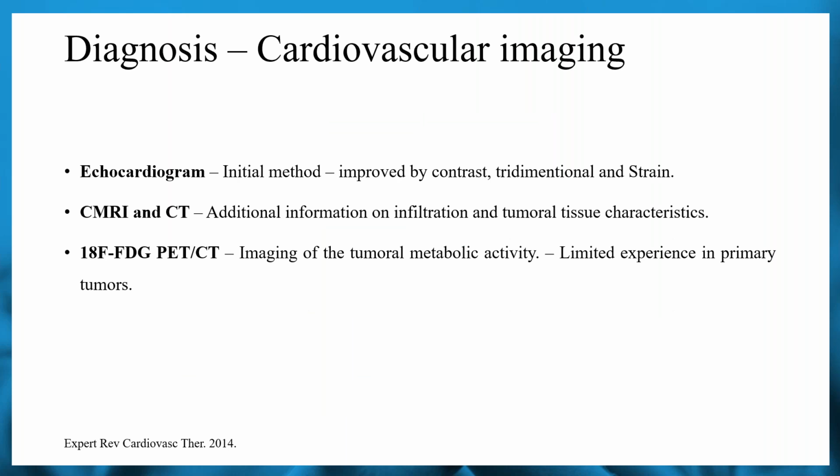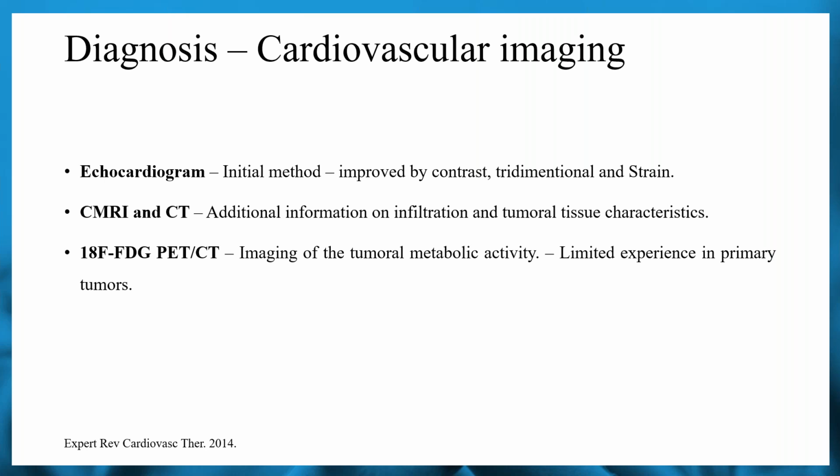So as we saw in the case, cardiovascular imaging is crucial and plays a key role in the characterization and initial approach to these conditions. The echocardiogram is the initial method, and it can be improved by tools such as contrast, three-dimensional images, and strain. The CMRI and computed tomography may provide additional information on the anatomy, on infiltration of the adjacent tissues, and some specific tissue characteristics of the tumor.